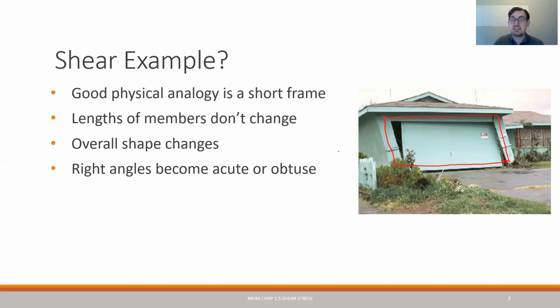And that's what we're going to expect to see in a shear failure mode. The shape changes, but the size of it doesn't change. What happens is those right angles that we measured before are going to start to look more acute. So what we're going to see is these are going to start to look more acute. Start to see it fail this way, right?